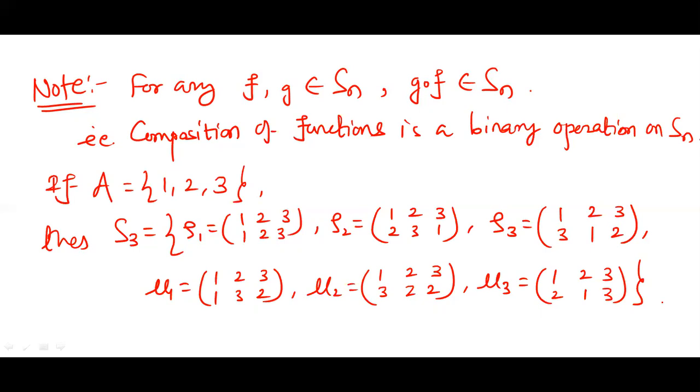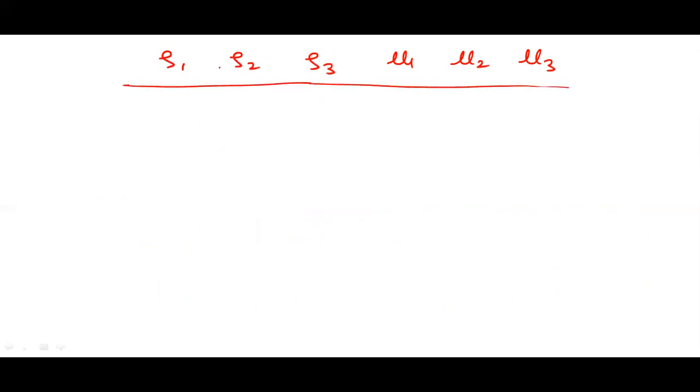Let's consider a composition table of S3. First, we write all elements of S3: rho 1, rho 2, rho 3, mu1, mu2, mu3.